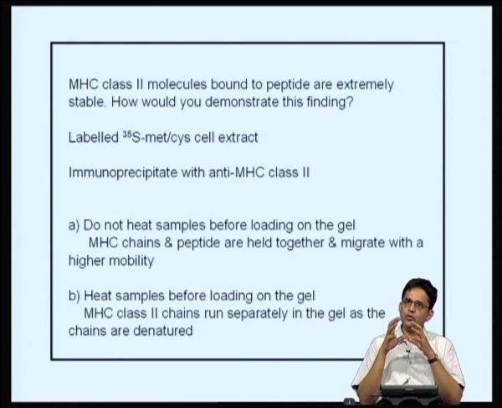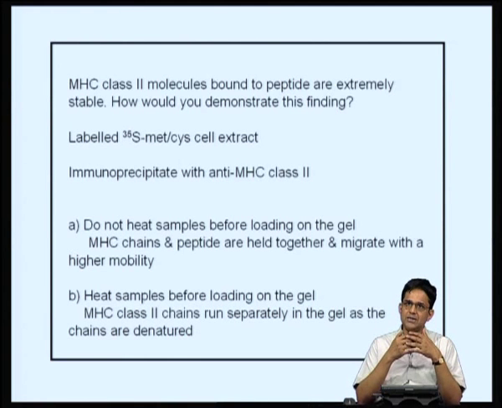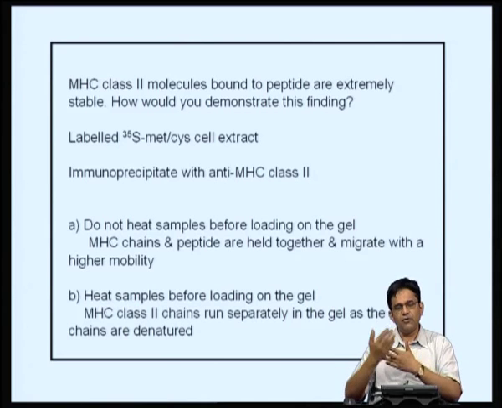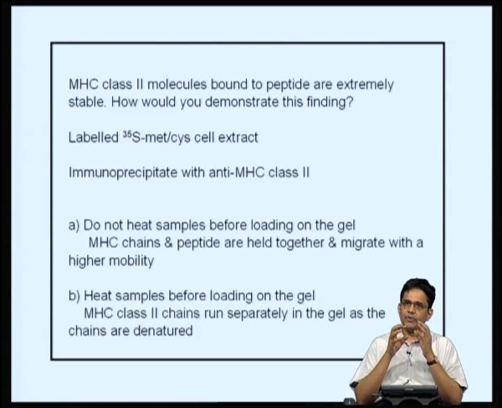And now, if you do these sorts of experiments from cells in which there is a mutation that affects MHC class 2, and the MHC class 2 molecules are unstable, or they are bound to peptides that are not very stable, then even in the absence of heating, the MHC class 2 alpha and beta chains will fall apart. In fact, these are the sorts of experiments that were done to show that there are molecules that are important for MHC class 2 stability.